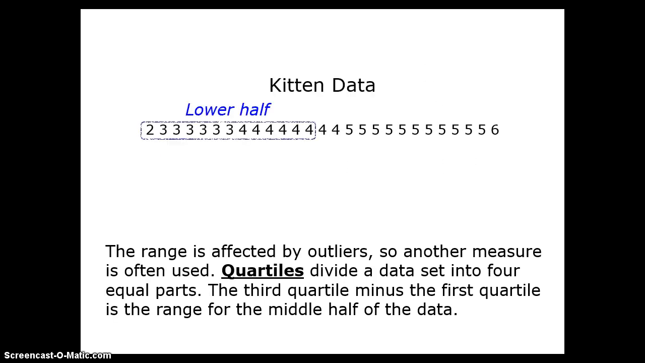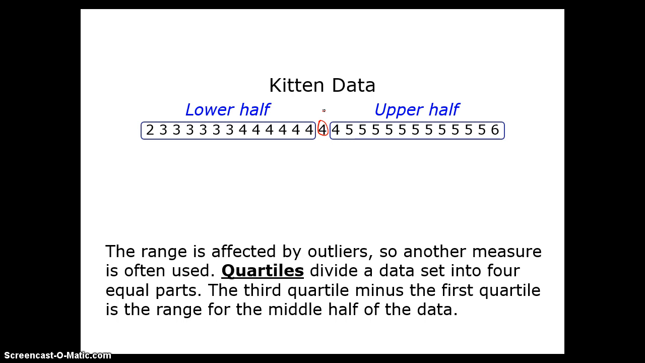If I wanted to find the quartiles of this data, I would first need to line up the data from least to greatest and find the median. In this case, the median is 4. And we know the median cuts the data in half.